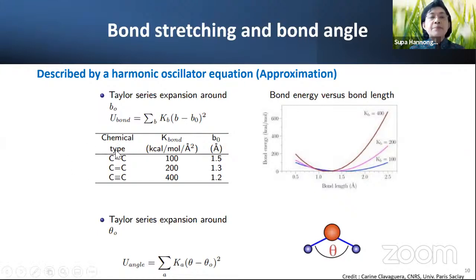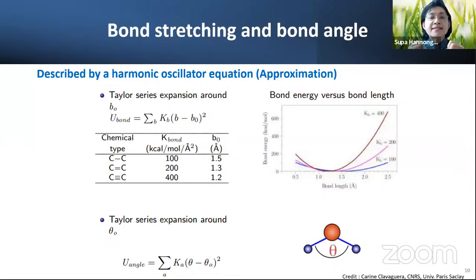For example, if we have chemical types like C-C single bond, C=C double bond, and C≡C triple bond, you may imagine the stretching of C-C is not so hard a force, but for C double bond C, the force is higher.